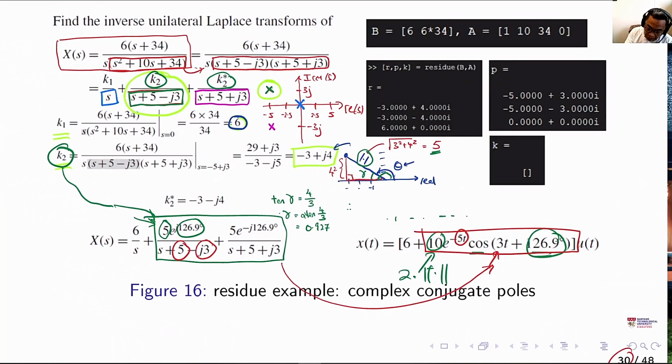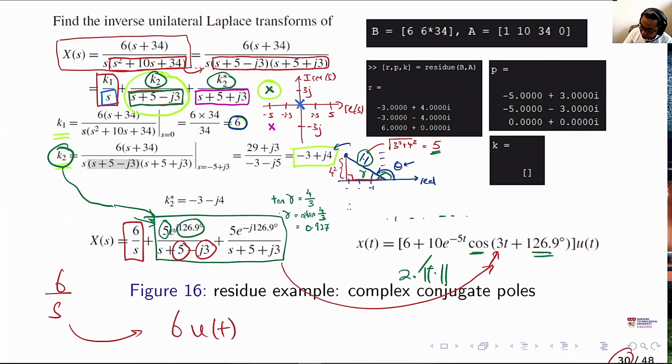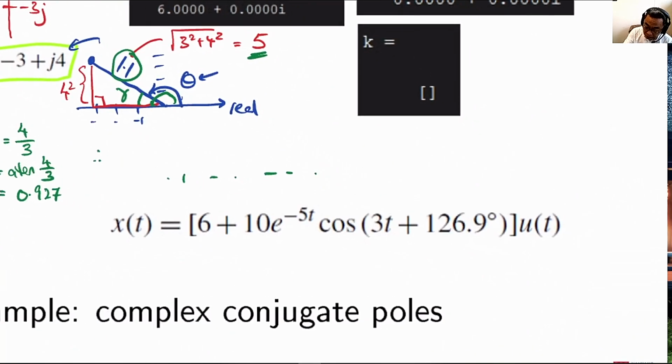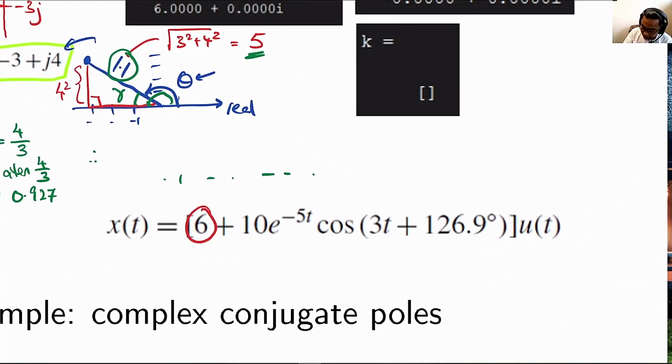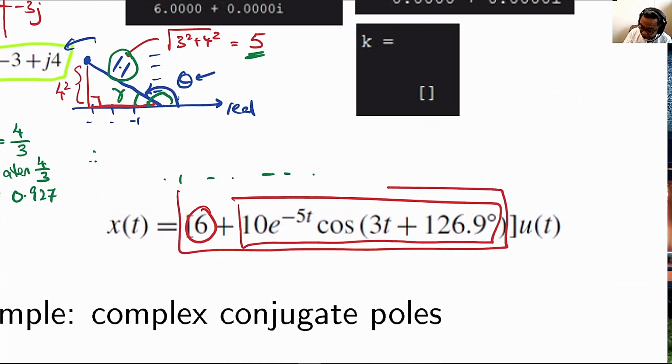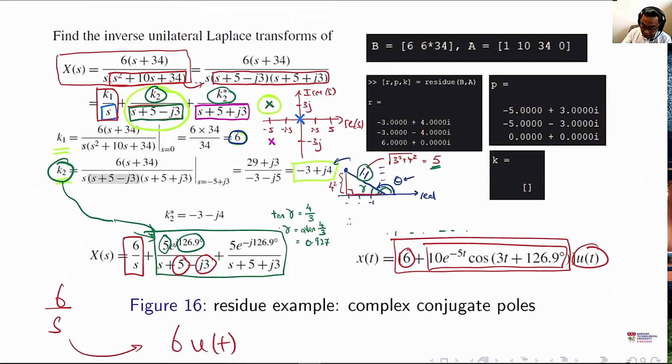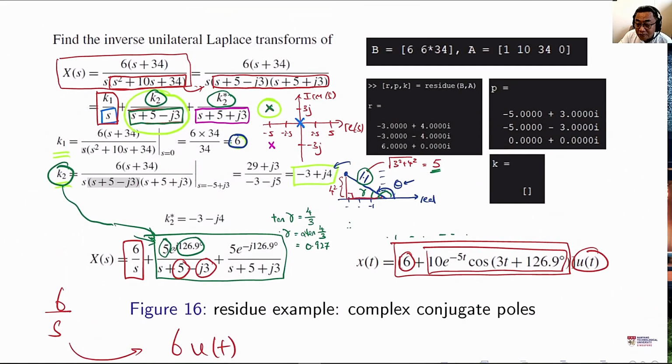I forgot about K1 over s. K1 over s is 6 over s. The inverse Laplace transform of 6 over s is 6 u(t). So the final answer is this: 6 plus our cosine, multiplied by u(t). Okay, thank you.